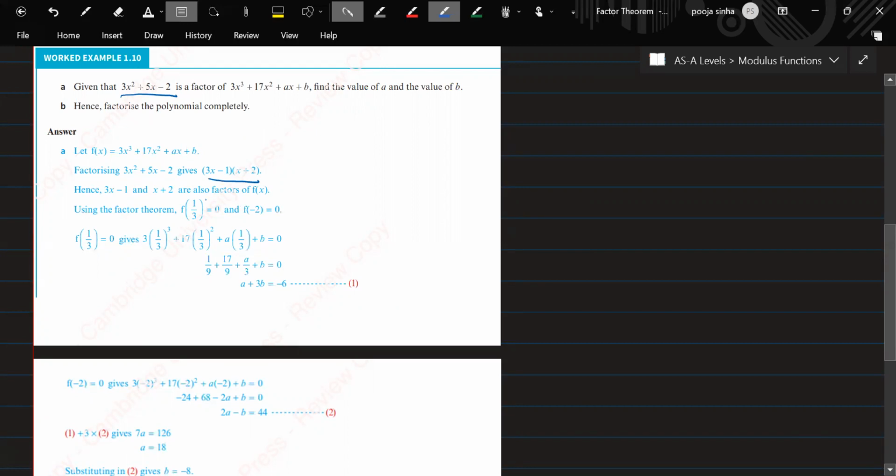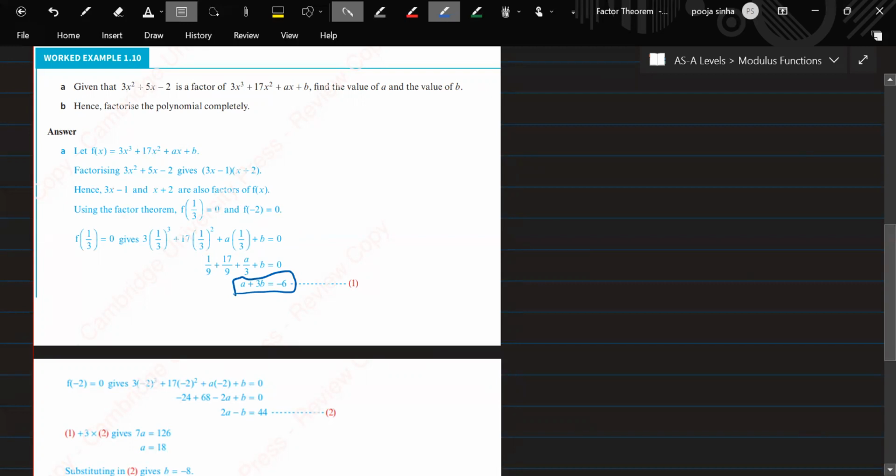So you get 2 values for x. One is x is equal to 1 upon 3. Another is x is equal to minus 2, correct? Then you put f of 1 upon 3 is equal to 0. And what are you going to do? In place of x, you will put 1 upon 3. So when you put all of this, that has to be equal to 0 because it is a factor. So when you put, the answer should be 0. So you will write the 0 on your own. You get an equation in terms of a and b because a and b were missing.